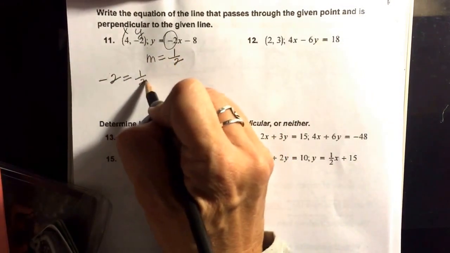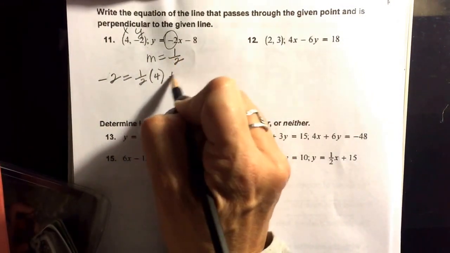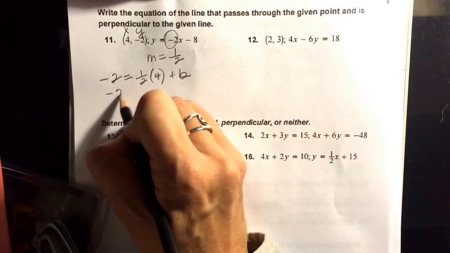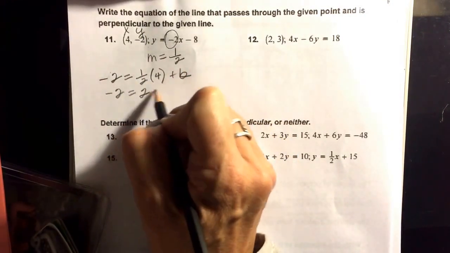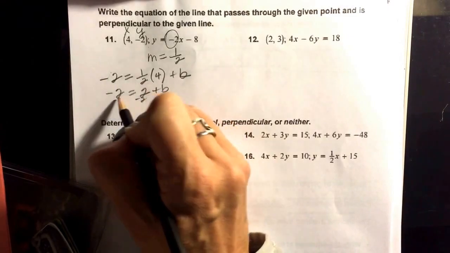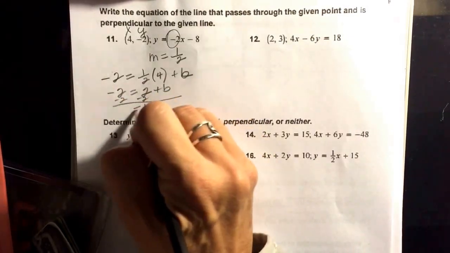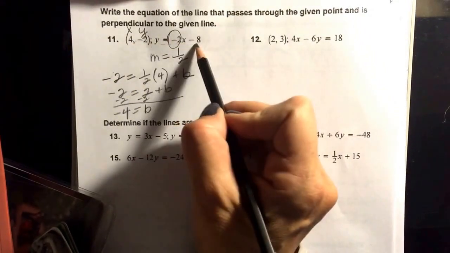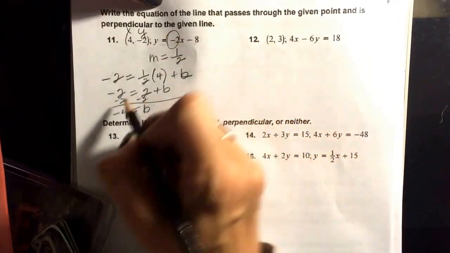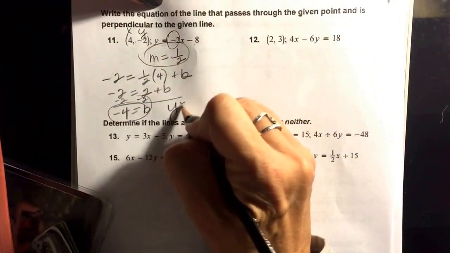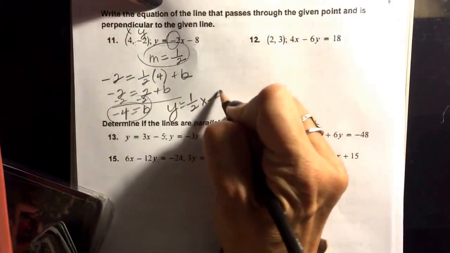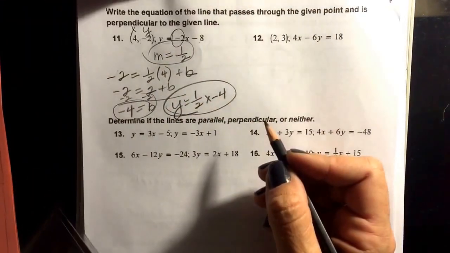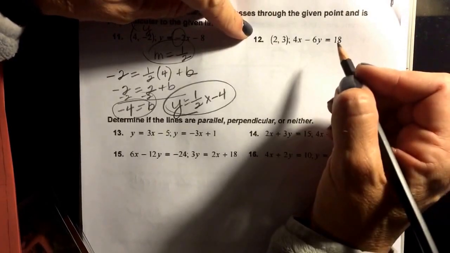Y equals 1/2 times 4 plus the missing b. -2 equals 1/2 of 4 is 2 plus b. If I take 2 away from both sides, b is -4. So the equation of the line that's perpendicular to this one and going through 4, -2 is y equals 1/2 x minus 4. Now, in number 12 here, I'm in the same boat as I was on the other one.